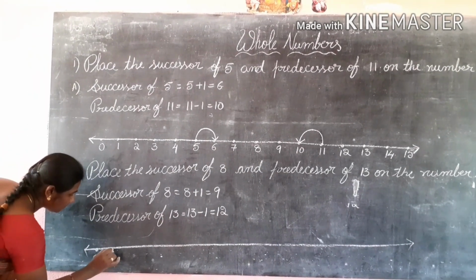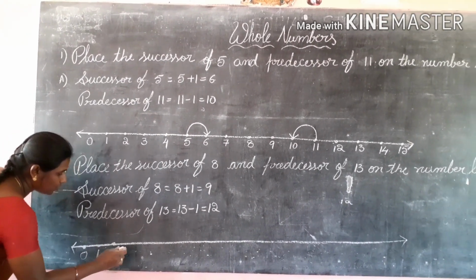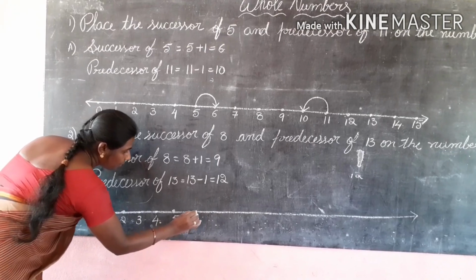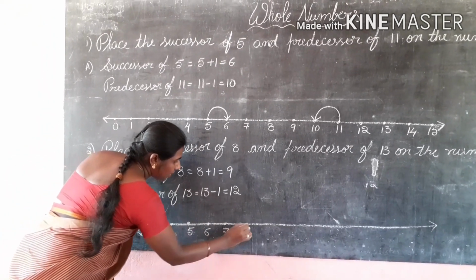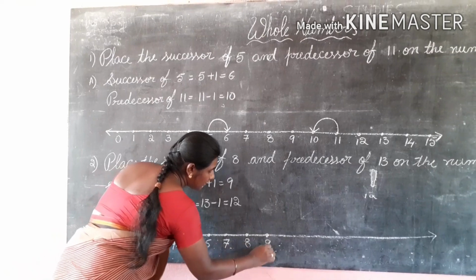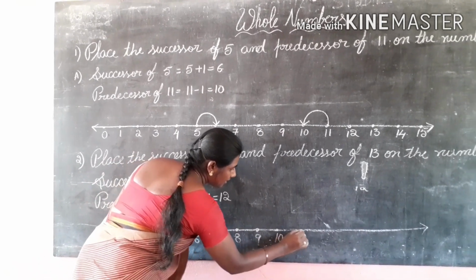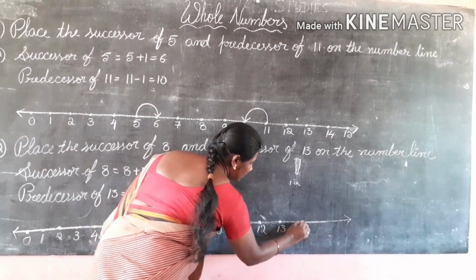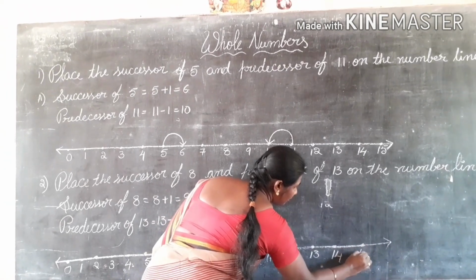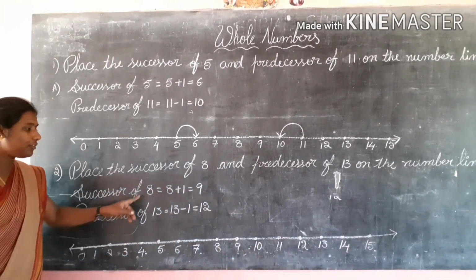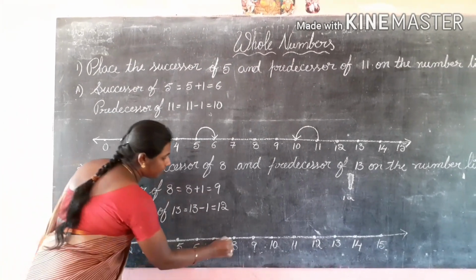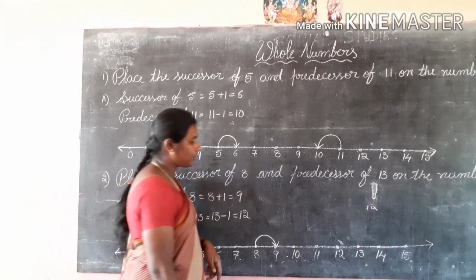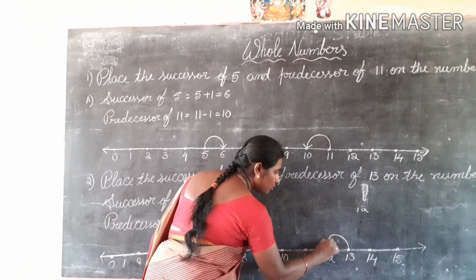0, 1, 2, 3, 4, 5, 6, 7, 8, 9, 10, 11, 12, 13, 14, 15. Now, successor of 8 is 9. Then we have to draw the line from 8 to 9. Next, predecessor of 13 is 12. We have to draw the line from 13 to 12.